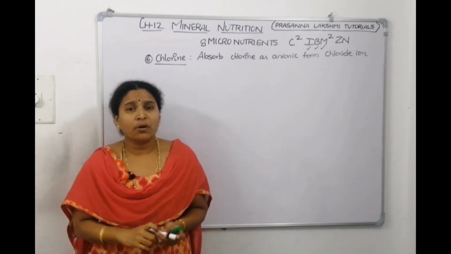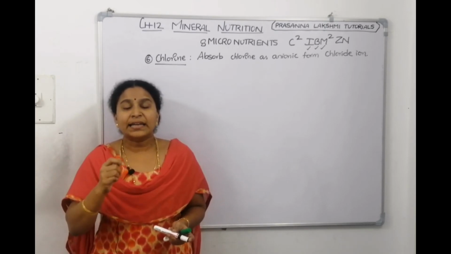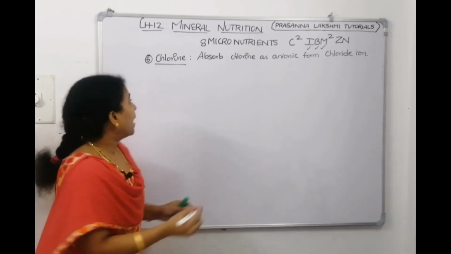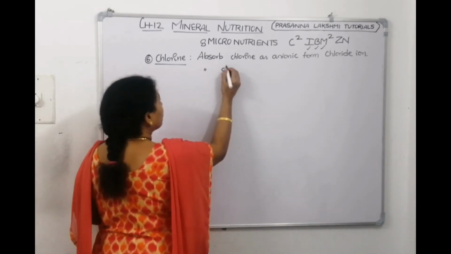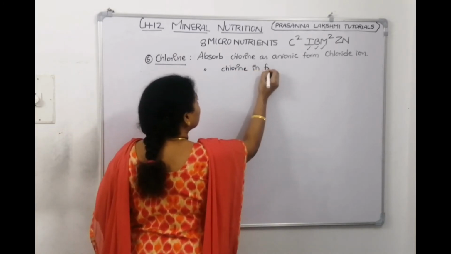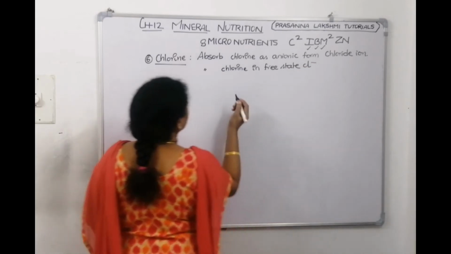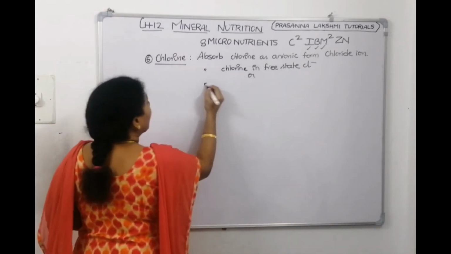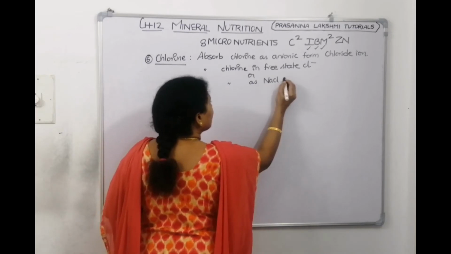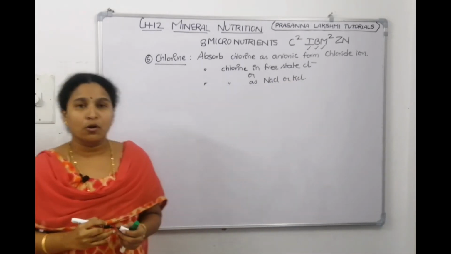Plant can absorb chloride directly, freely as Cl minus also, or it can take it in the form of salt, NaCl, KCl also. We can tell plant absorbs chlorine in free state also. What do you mean by free state? Cl minus. Or plant absorbs chlorine as NaCl or KCl. In this form also plant can absorb chlorine.